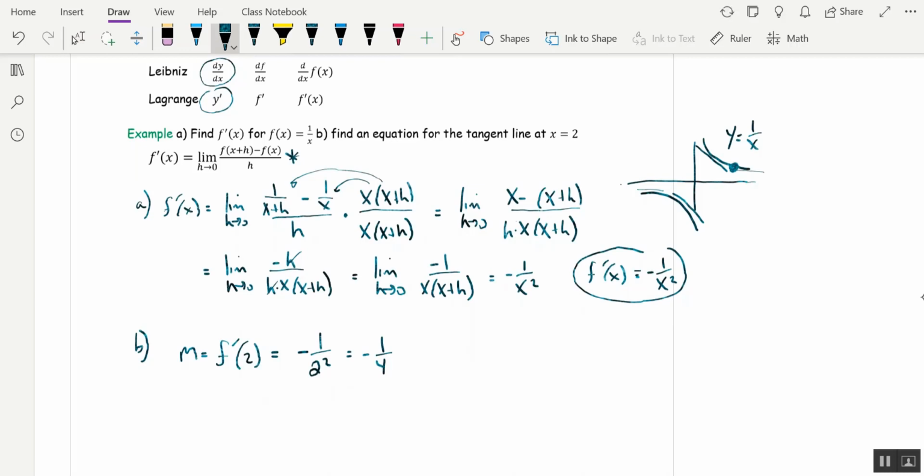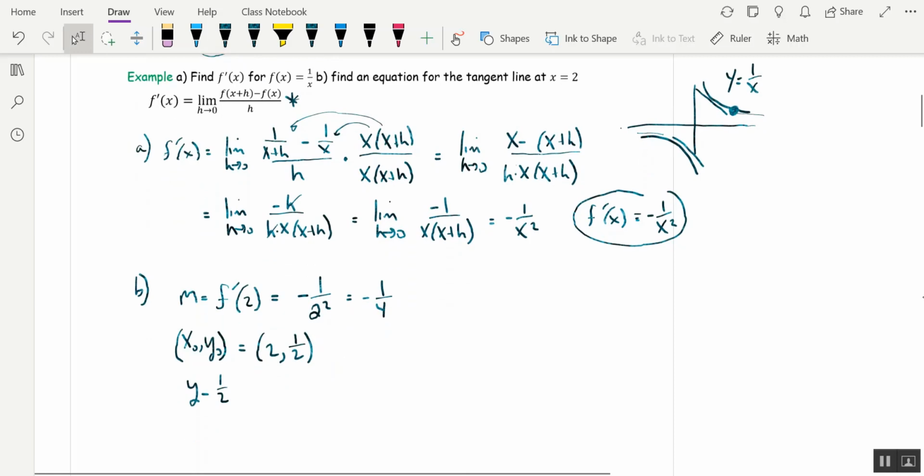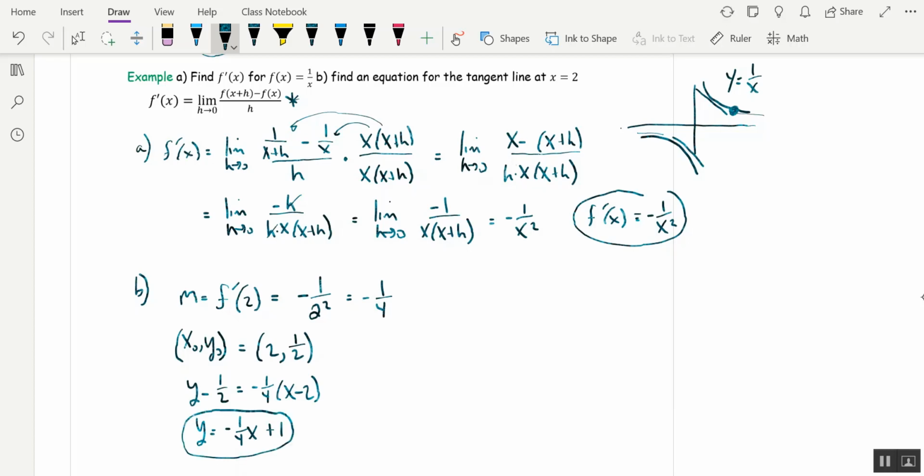And I need the point on the line. So I'm given x is 2. So this is my x naught, y naught in point slope formula. My x is 2. To get the y naught, I want f of 2, not the derivative, not f prime, but I want the value of the function at 2. That's 1/2. All right, now I use point slope. Y minus 1/2 is m, which is negative 1/4, times x minus 2. And then if I want to solve for y, I can get y equals negative 1/4 x, and then that would be plus 1. And there's my tangent line.